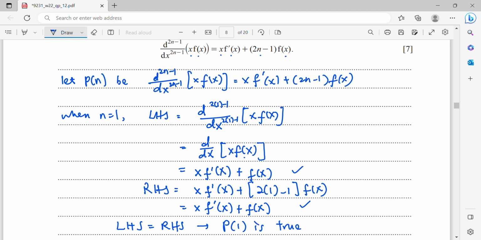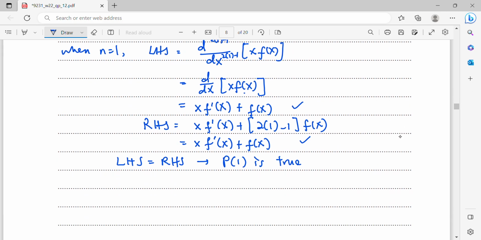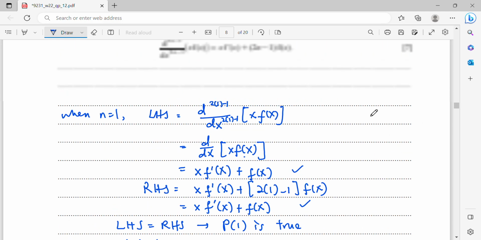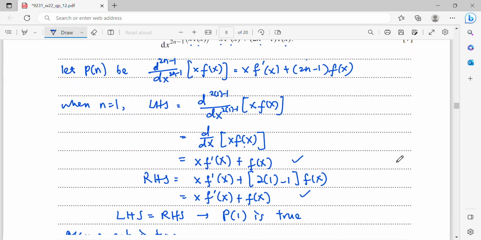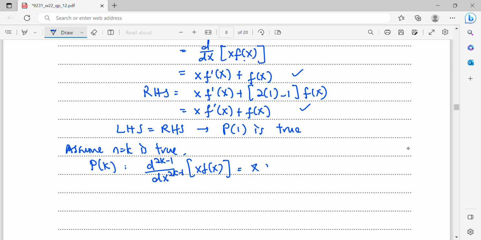Okay? So now, assume n equals k is true. Therefore, we will be getting P(k), which is referring to d^(2k-1)/dx^(2k-1) of x f(x). So you just need to change the n to k. I will get x f'(x) plus (2k minus 1) f(x).